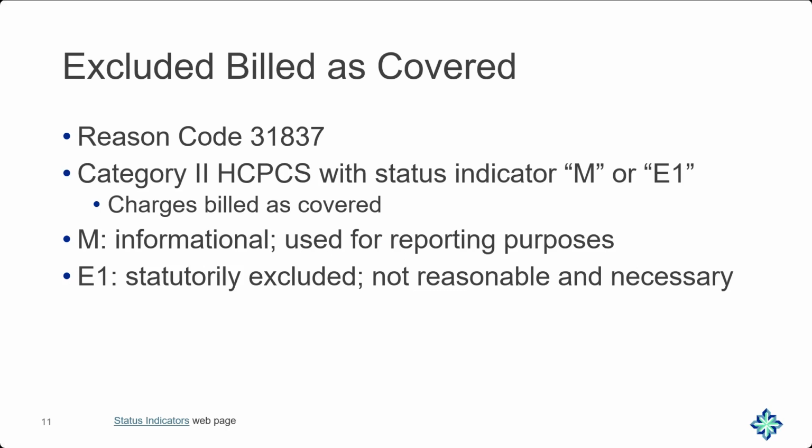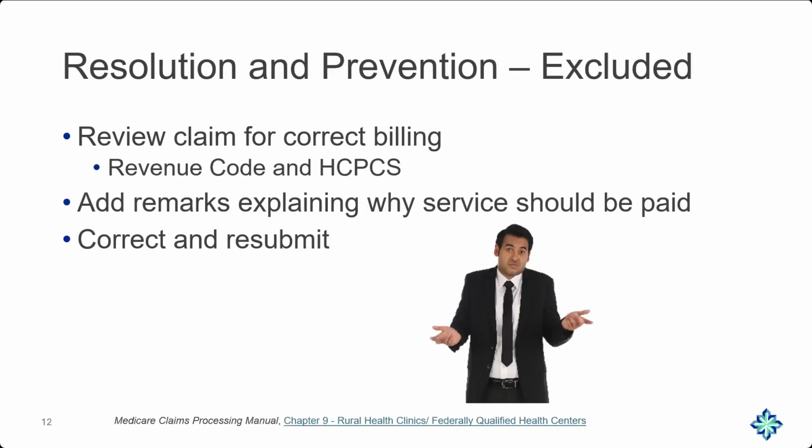So that's the definition. When you read the narrative of that reason code, it references those status indicators, so I wanted to define them for you. The resource that I've included at the bottom of the slide here is the CMS webpage for status indicators. What do they mean? What can they tell us? And then what is it telling the system as far as how that claim is going to process?